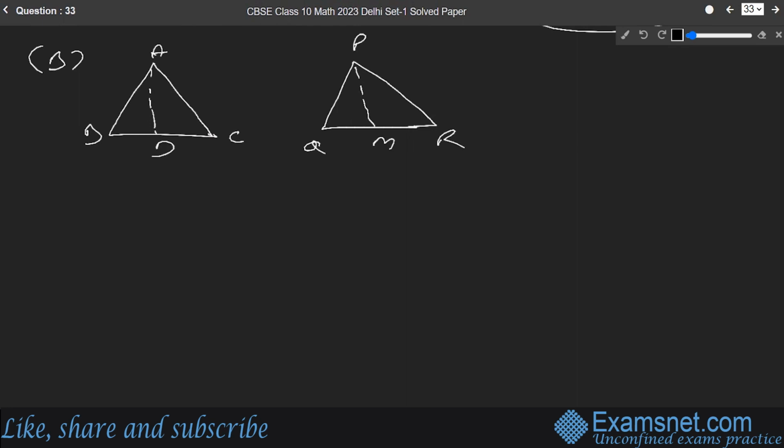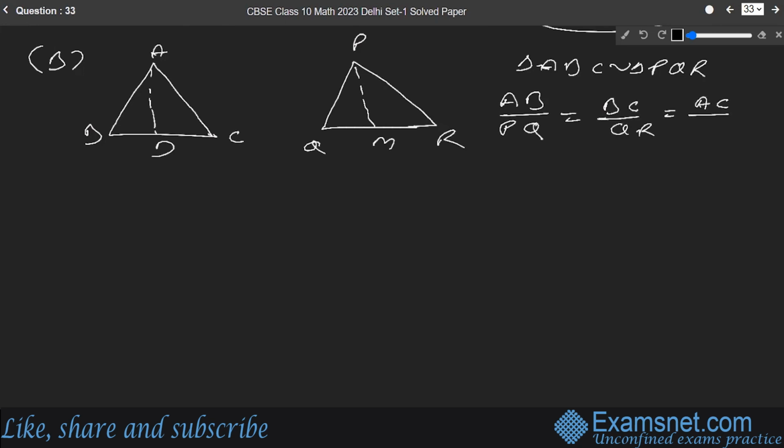Now one more thing he has said is that triangle ABC is similar to triangle PQR. Whenever two triangles are similar by property, obviously the corresponding sides have equal ratios. The corresponding side of AB is PQ. The corresponding side of BC is QR, and the corresponding side of the third side AC is PR, and they share the same ratio because similar triangles have corresponding sides in equal ratio.